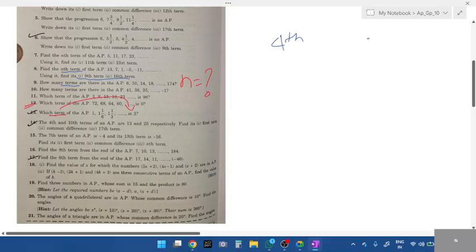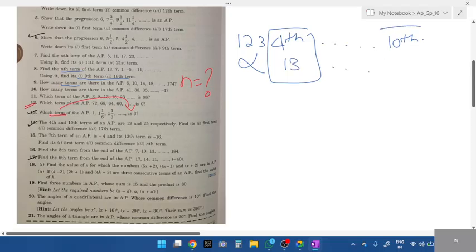Look here, 4th term and 10th term. In between first, second, third, have they given anything? No. What is the 4th term value? 4th term is 13. After that, everything is blank, students. What is the 10th term? 25.